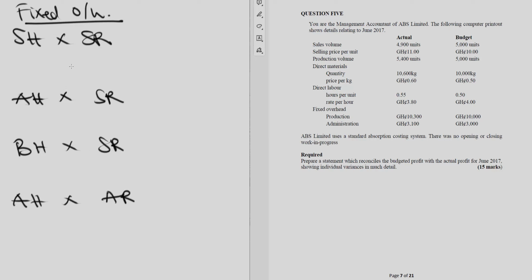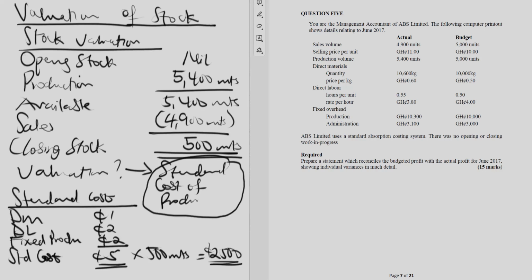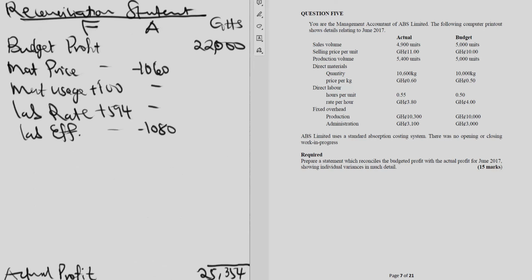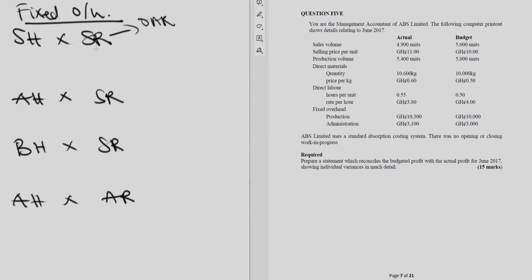So here you just fill in. And how do you get your standard rate? Remember, your standard rate is the same as your OAR. And we had already calculated this when we were about to value our stock. We went to do OAR, you remember. And all these things that you did earlier are going to help you. So we come here and pick our standard rate of 4 and then use it to work. This will give us 4 cedis, this will give us 4 cedis, this will give us 4 cedis.